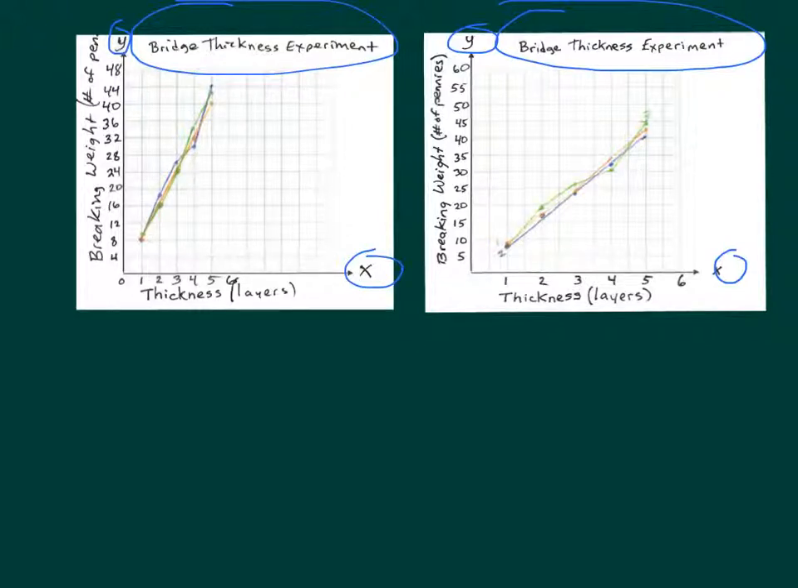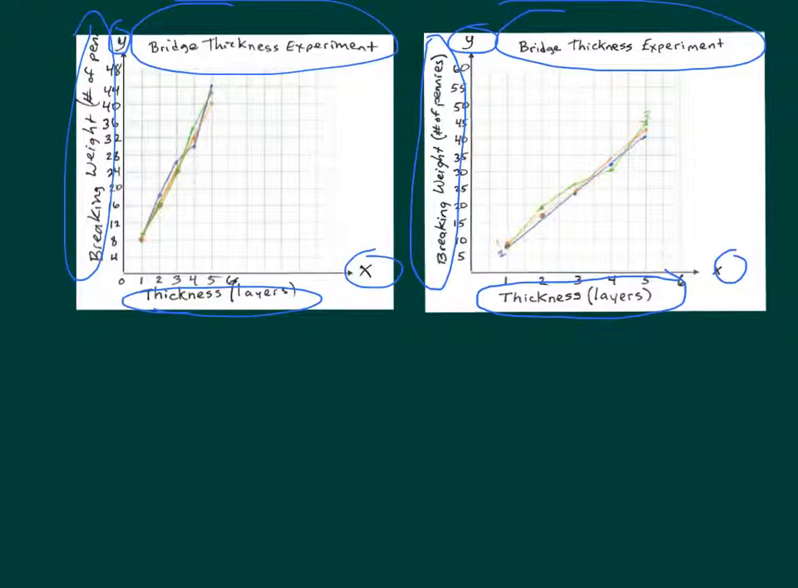And we decided that the variable on the x would be the thickness in layers of the bridge, and we would see if that had any determination of how the breaking weight changed. And so that was the y variable right over on the y-axis, the breaking weight and the number of pennies that the bridge would hold. You'll notice that there are 3 different sets of data graphed on each one, different colors for different groups, and on our lab sheets we color-coded those as a class.